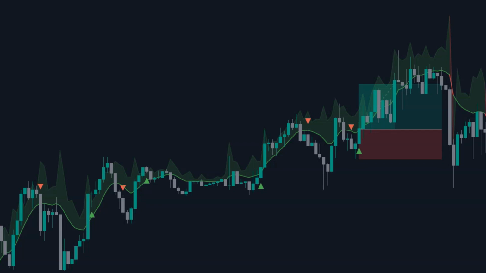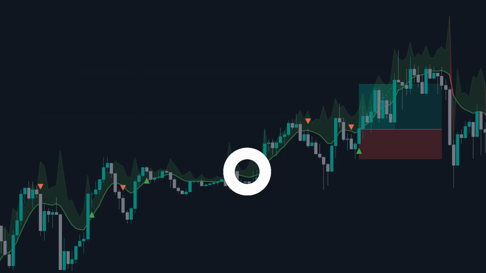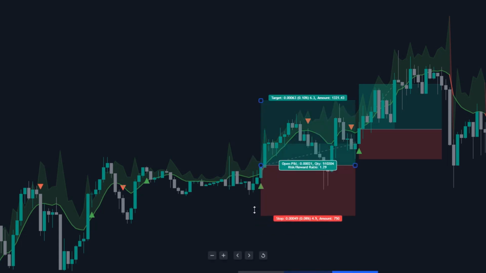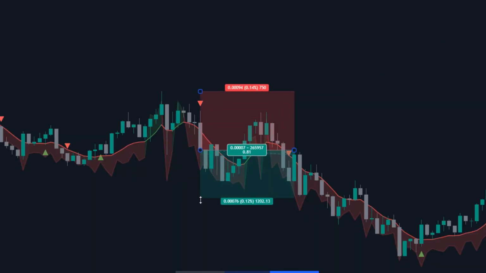To buy, keep an eye out for a green triangle and a green bullish candle breaking out of the dynamic trail. Wait for the candle to close above the trail, and for confirmation, ensure the trail is also green. Set your stop loss to the recent swing low and aim for a 1.5 risk to reward ratio. Same strategy applies for a sell entry.